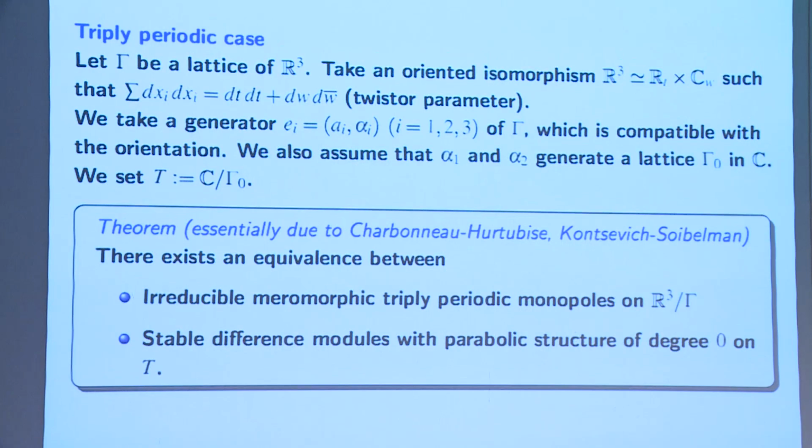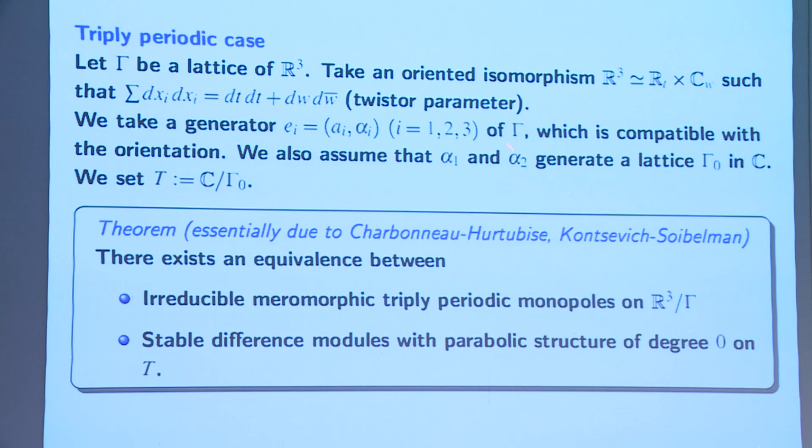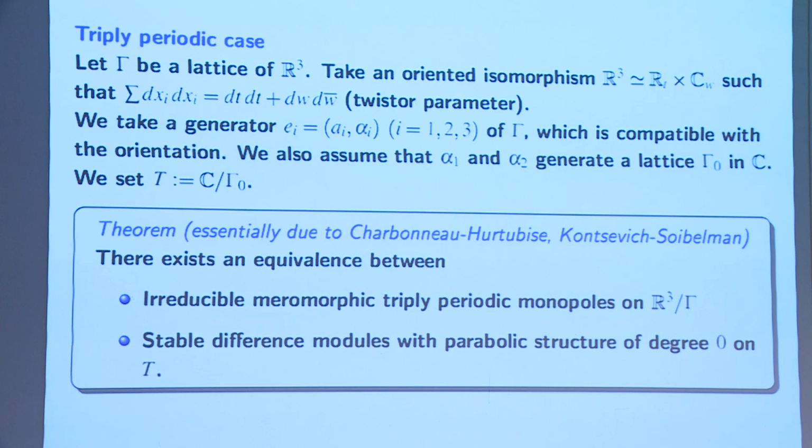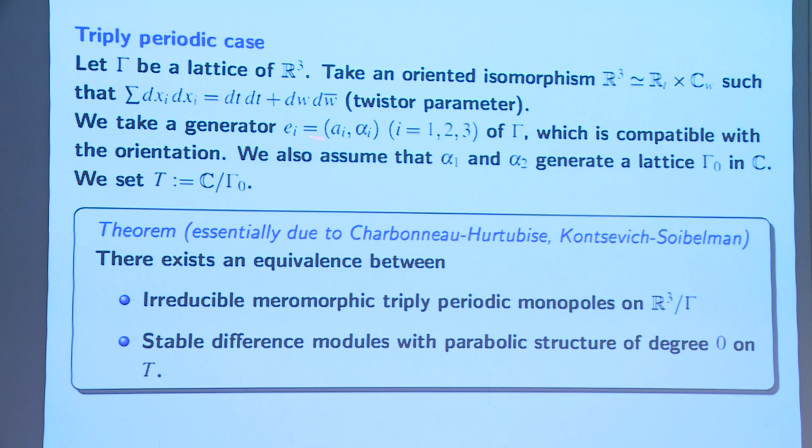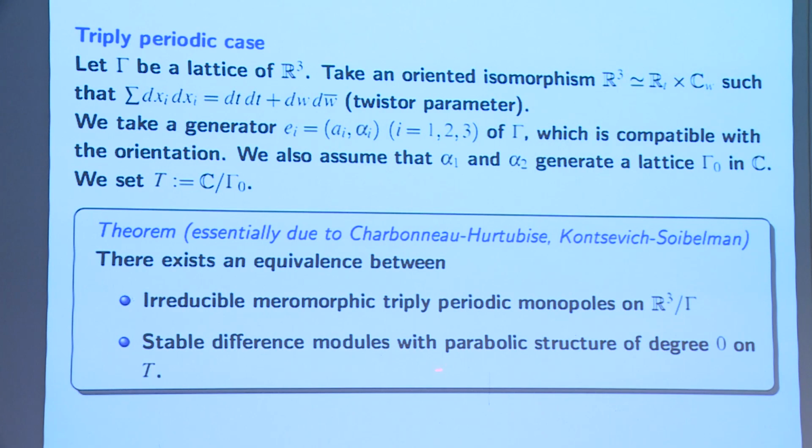And in the toy periodic case, let gamma be a lattice of R^3, and we take an oriented isomorphism between R^3 and R_t times C_w, such that the Euclidean metric is described in this way. So this corresponds to a choice of twistor parameter. And we take an oriented generator of this lattice, and we assume the C part of e1 and e2 generate a lattice in C. Then we obtain the elliptic curve as a quotient of C by this lattice. Then there exists an equivalence between irreducible meromorphic triply periodic monopoles on R^3 over gamma and stable difference modules with parabolic structure of degree zero on this elliptic curve. This is a rather easy consequence of the previous work of Charbonneau-Hurtubise and Kontsevich-Soibelman.